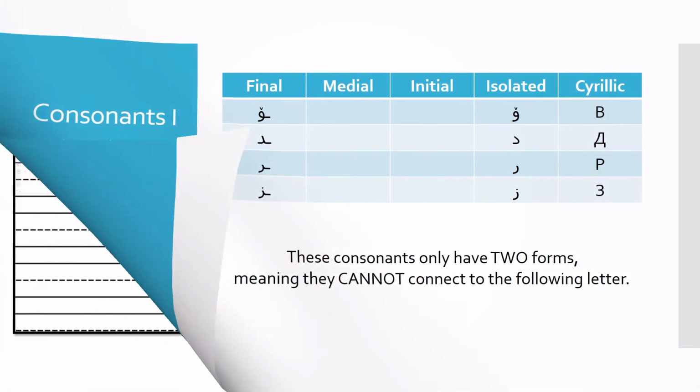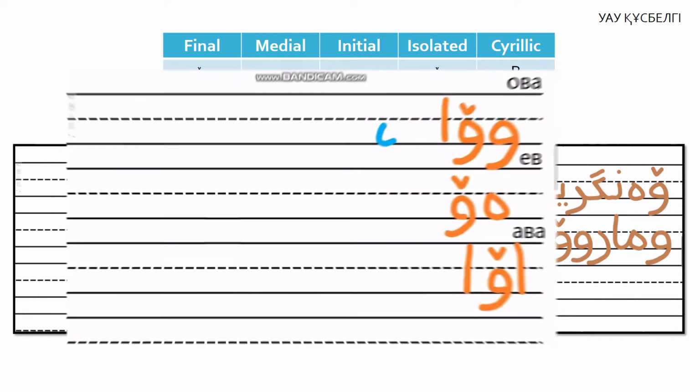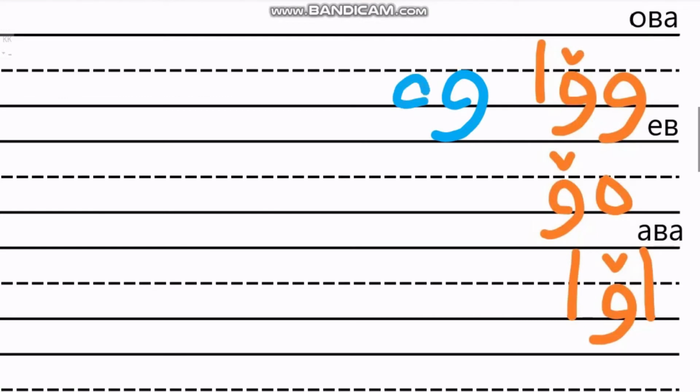Let's dive in. The first one is waw qusbilge, which corresponds to the Cyrillic letter V. You will notice that it looks similar to some vowels we learned last time. It has a base of waw with a V shape on top, hence the name bird. Let's practice with a few very common suffixes originating from Slavic naming traditions.